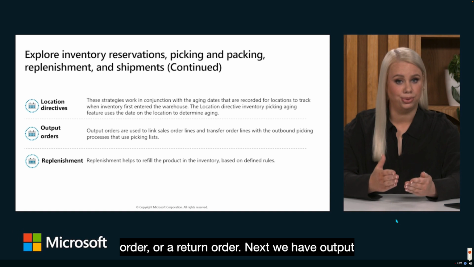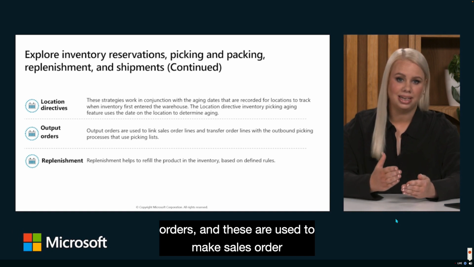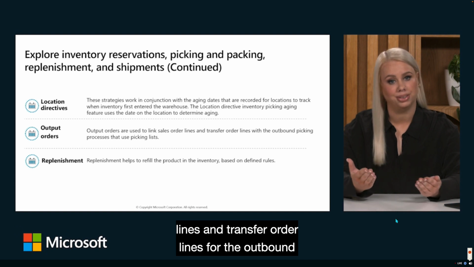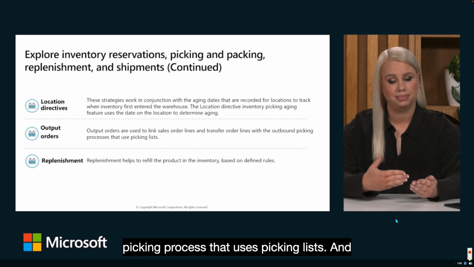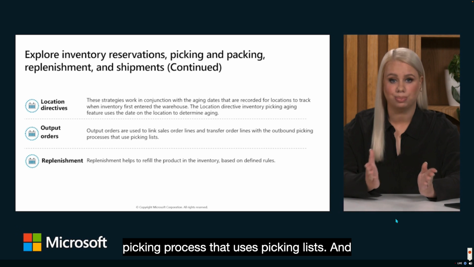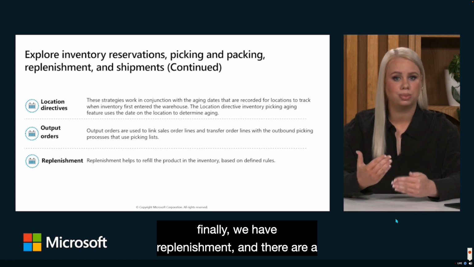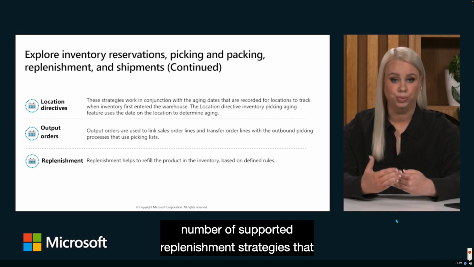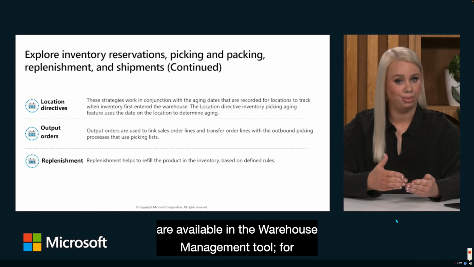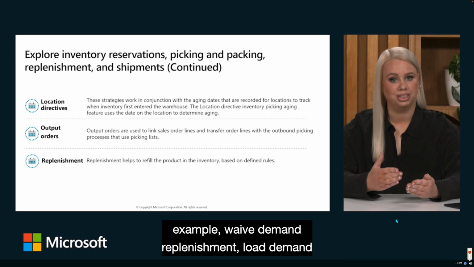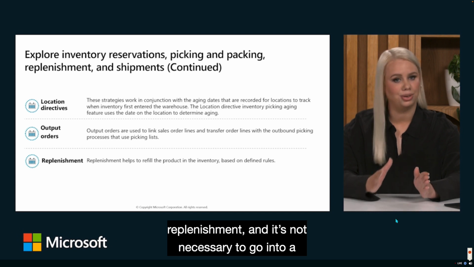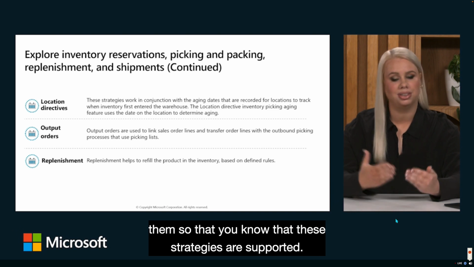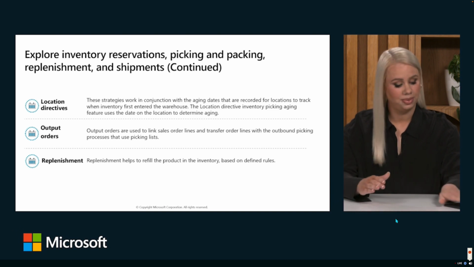Next we have output orders, and these are used to link sales order lines and transfer order lines with the outbound picking process that uses picking lists. And finally, we have replenishment. There are a number of supported replenishment strategies that are available in the warehouse management tool, for example, wave demand replenishment and load demand replenishment. It's not necessary to go into a deep dive about these, but I just want to mention them so that you know that these strategies are supported.